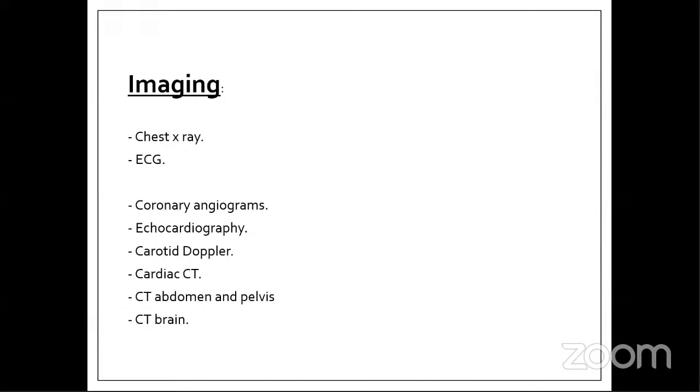Chest X-ray to rule out any active infection that might need to be treated before the surgery. Also, aortic calcification can be seen on the chest X-ray. ECG as a baseline and to look for ischemia and or arrhythmia. Additional imaging as indicated according to each patient. Coronary angio, echo, to look for and diagnose the pathology.